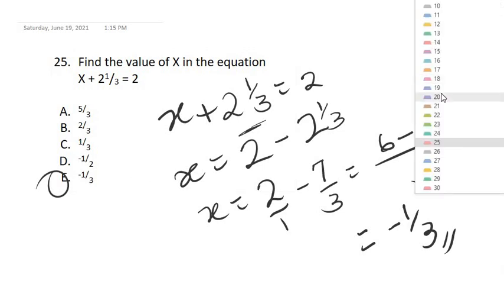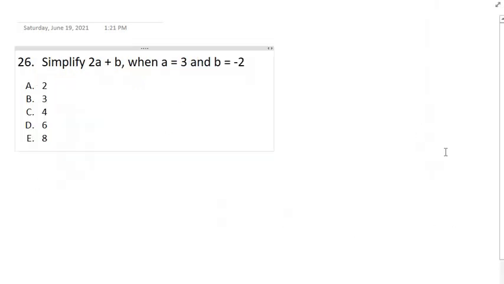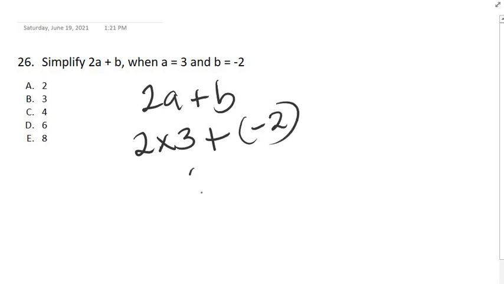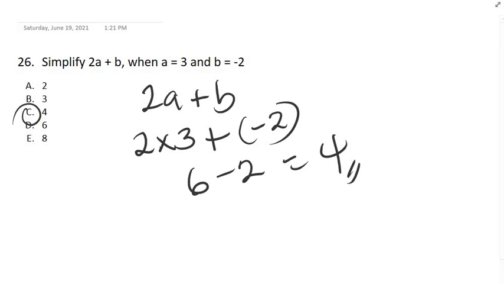Question 26. Simplify 2a plus b. The value of a has been given as 3. 2a is something as 2 times a. Since a is 3, we have 2 times 3 plus b is minus 2. 2 times 3 is 6. Plus times minus, we have minus 2. 6 minus 2 is 4.